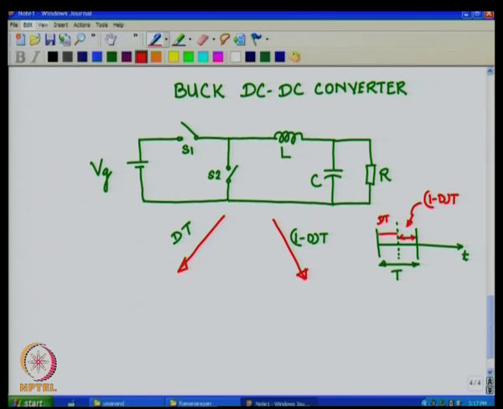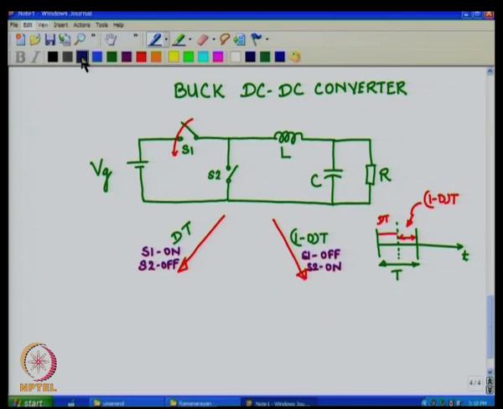So, during the dt part, the switch S1 is on and switch S2 is off. Let me indicate: during the period dt, S1 is on, S2 is off, and during the period 1 minus dt, S1 is off, S2 is on. So, these are the two possible modes of the circuit.